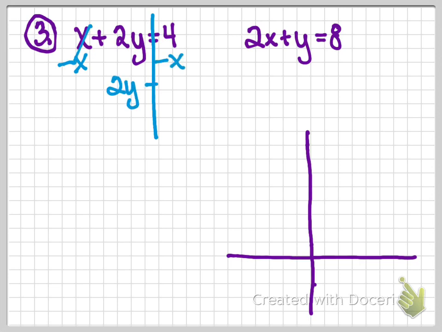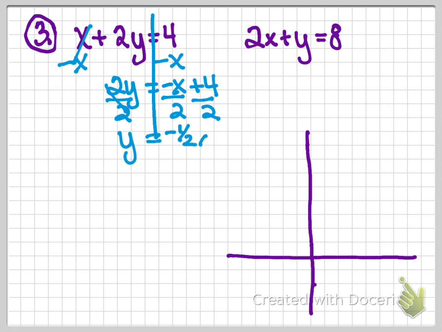leaving us with 2y on this side, a negative x on this side, and a positive 4. Remember, x's and 4's don't go together. They're variables and constants. I'd like to get y alone, which means I'm going to have to divide by 2. If I divide this side by 2, everything on the other side needs to be divided by 2. And that leaves us with y equals negative 1/2 x plus 2. Because, remember, there's a 1 in front of this x, and we're just going to leave it a fraction. Negative 1/2 x, and 4 divided by 2 is 2.